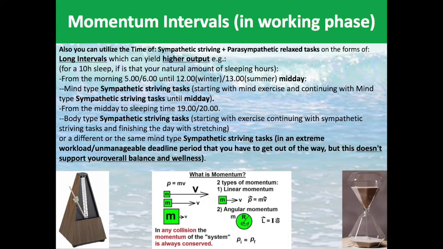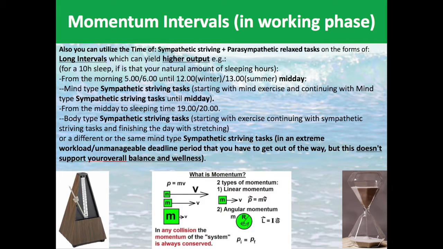Long intervals in working phase. Also, you can utilize the time of sympathetic striving tasks and parasympathetic relaxed tasks in the form of long intervals, which can yield higher output. For example, for a 10-hour sleep, if that is your natural amount of sleeping hours, you can start your day at 5 o'clock in winter or 6 o'clock in summer, until 12 o'clock in winter or 13 o'clock in summer, which is midday. You can perform mind-type sympathetic striving tasks, starting with mind exercise, and continuing with mind-type sympathetic striving tasks until midday.